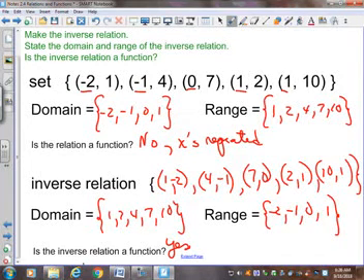Also, you don't have to make the inverse to figure that out. It's a well-known fact that if a relation doesn't repeat the x's, it's a function. And if the y's don't repeat, it has an inverse function. That's something you might want to write down as a rule. If your x's don't repeat, then the original problem is a function. If your y's don't repeat, then your inverse is a function. And that would save time on making a lot of things to check that out.